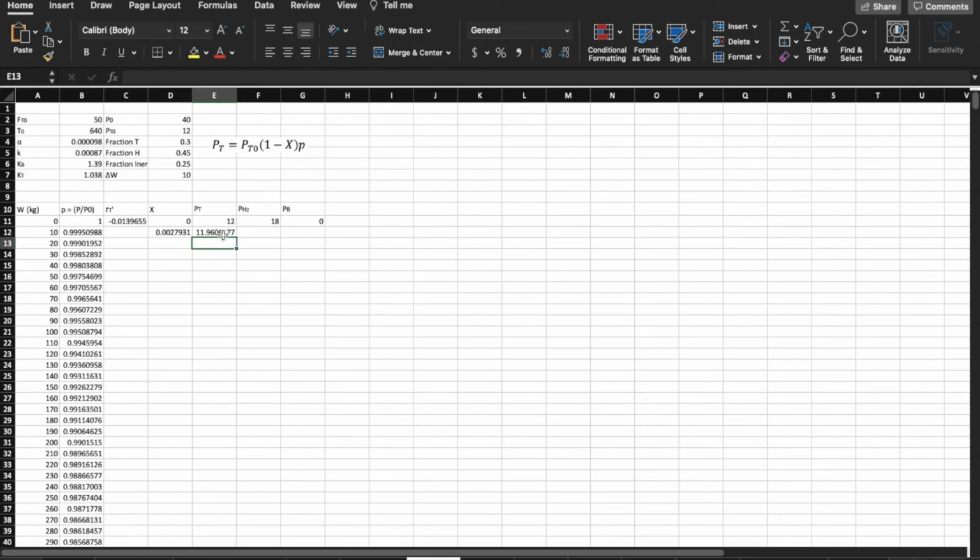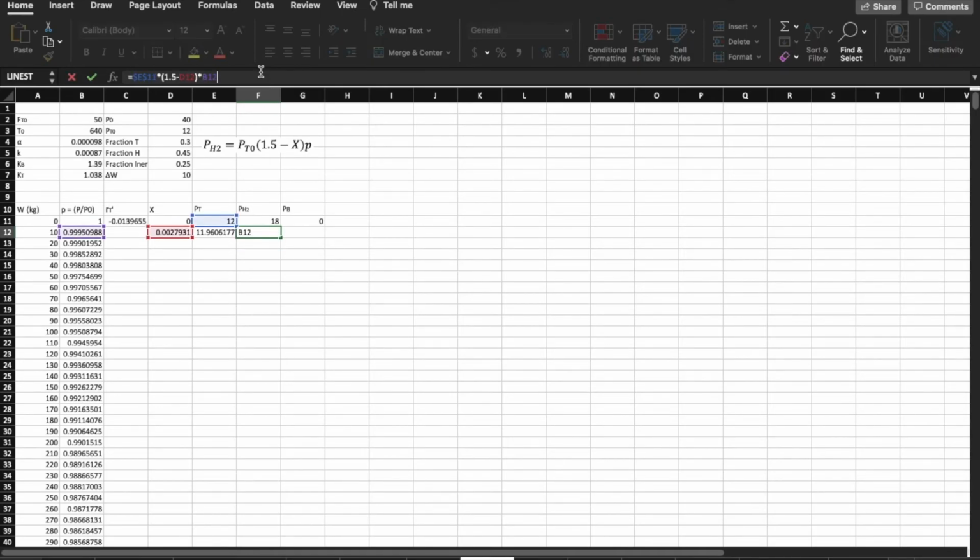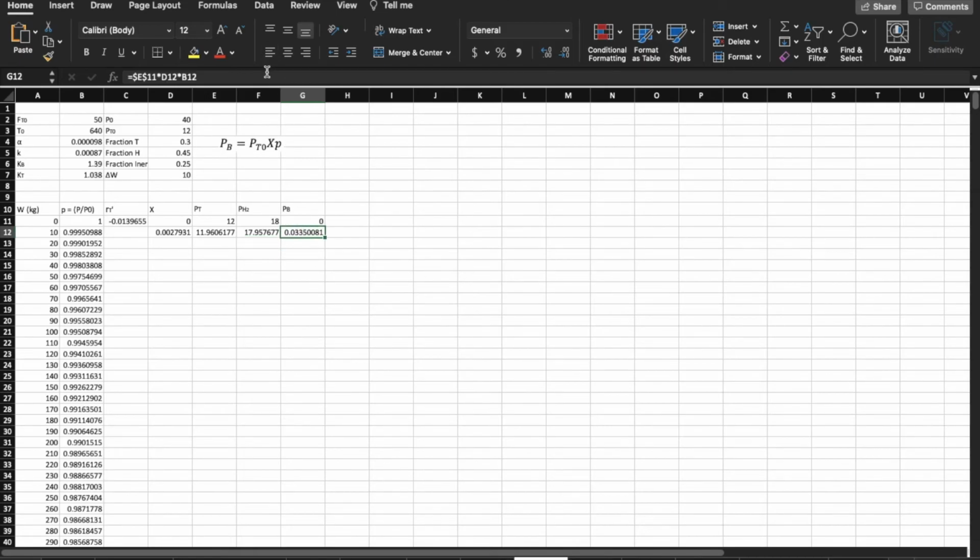Then I did my partial pressures, which are going to be given by the equation right here. This is going to be PT. This will be the pressure of H, or hydrogen. This is going to be the pressure of benzene. And all these are determined off of PT naught, which is going to be this value right here. And it will not change for each row and column. Now I can fill it in because I have all these partial pressures right here.